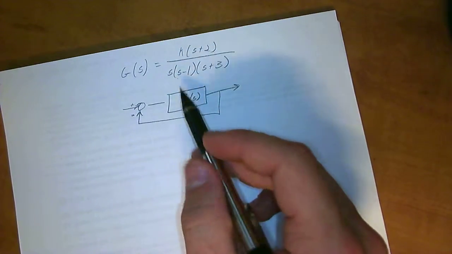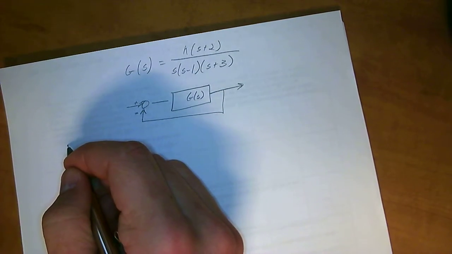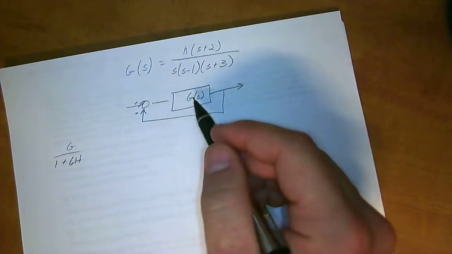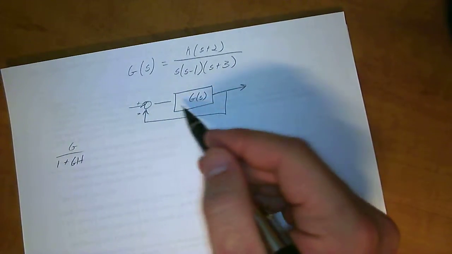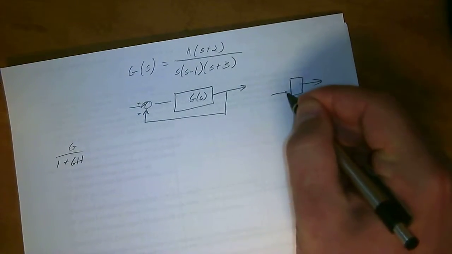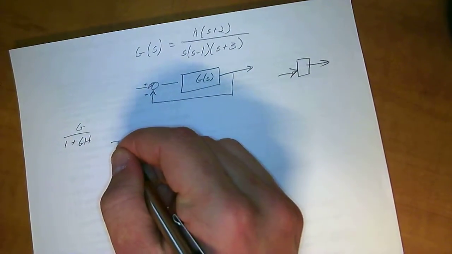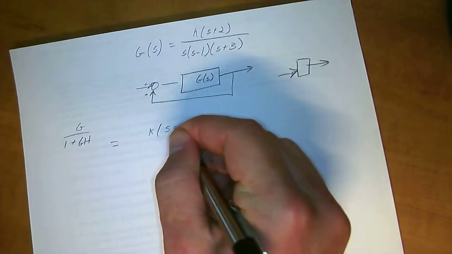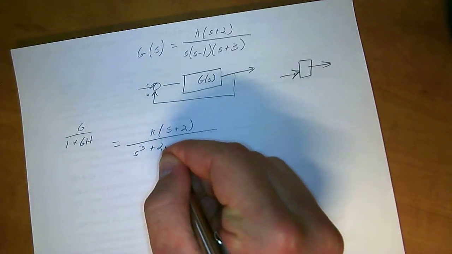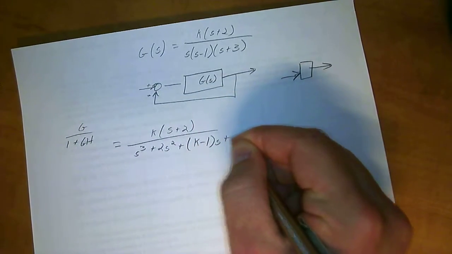So we're given this transfer function, and it's part of this unity feedback system. In order to solve this, you can use G over 1 plus GH, which is the equation for reducing this block diagram to just a single block, just like this. You should know how to do this, so I'm just going to skip to the answer. If you do all this work, you're going to end up with K(s + 2) all over s cubed plus 2s squared plus (K - 1)s plus 2K.